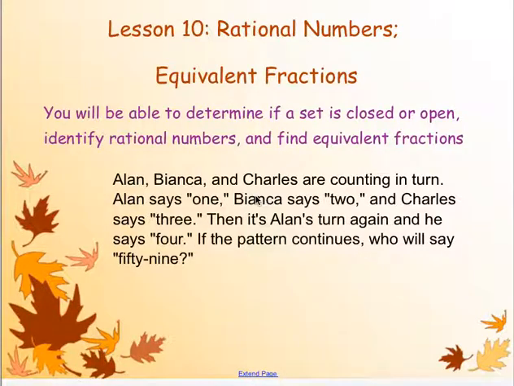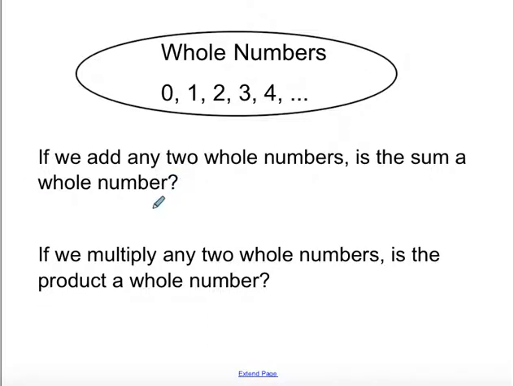Course 3, Lesson 10, we're looking at rational numbers and equivalent fractions. So your goal is to determine if a set is open or closed, which numbers are rational, and find some equivalent fractions. We'll do this pretty quickly. So first, let's look at a set of numbers, the whole numbers.